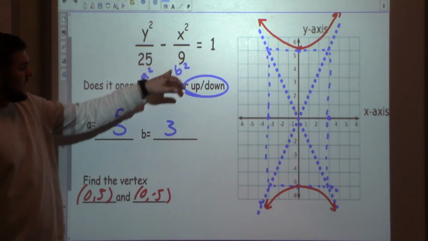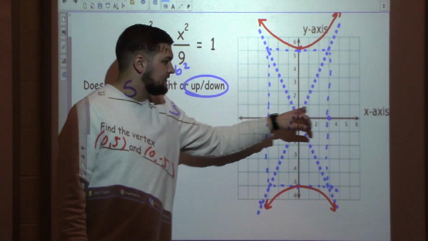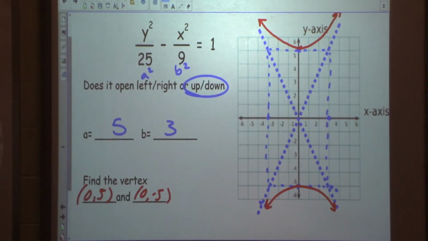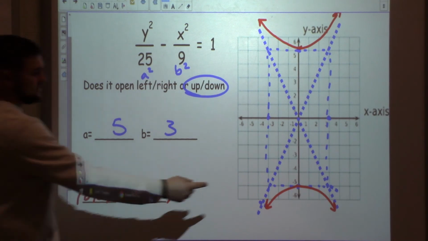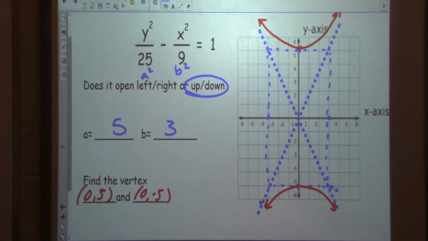B squared is 9, which means B is 3. Because it's under x squared, I'm going left and right 3. Draw my box, draw my asymptotes, and then remember, it's opening up and down. My two vertices, 0, negative 5, 0, 5. All right? Yes, Adam? I'm just going to ask for the vertices. Just going to ask you to graph it. Try the second one. I'm going to do it on the board quick as well. We'll compare answers.